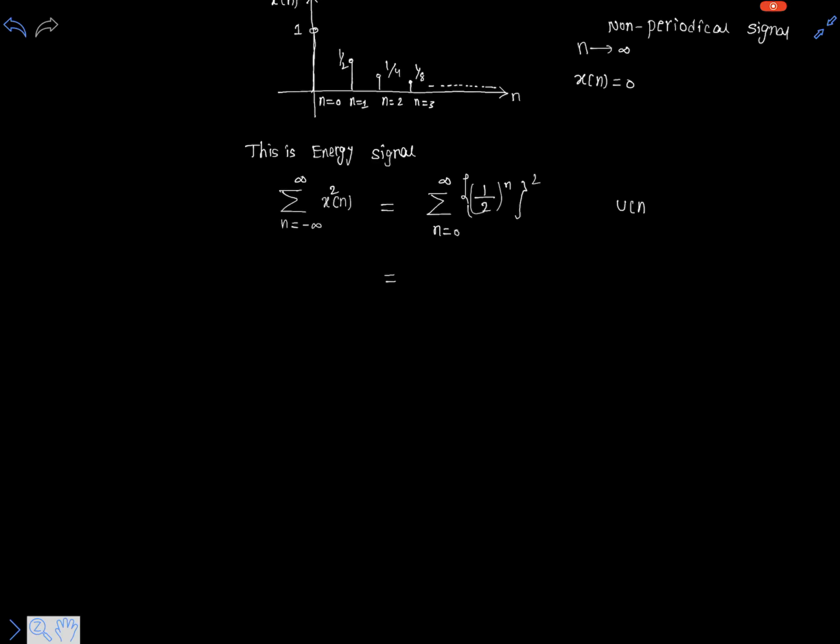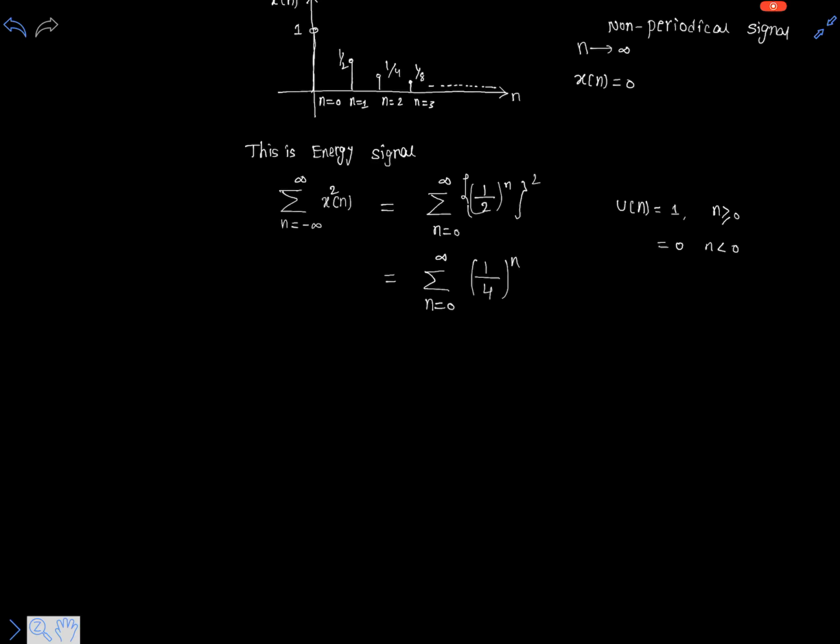because u of n is 1 for n greater than or equal to 0 and 0 for n less than 0. So clearly, for n equal to 0, 1, 2, and so on, the u of n value is 1, so no need to write that. So now, n equals 0 to infinity, this is (1/4)^n. Clearly, 2 squared is 4, the term goes to the denominator.